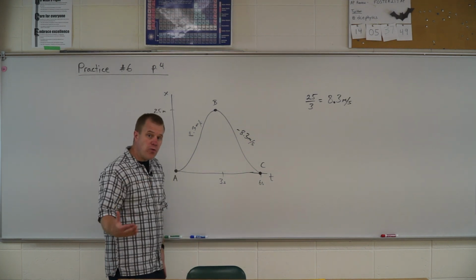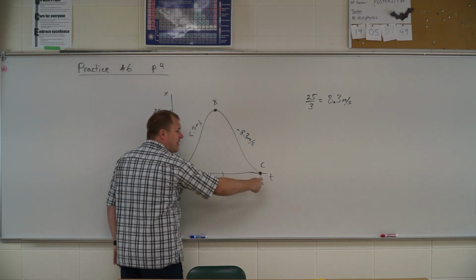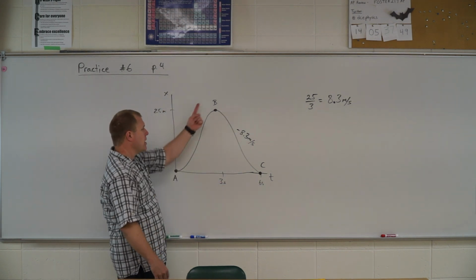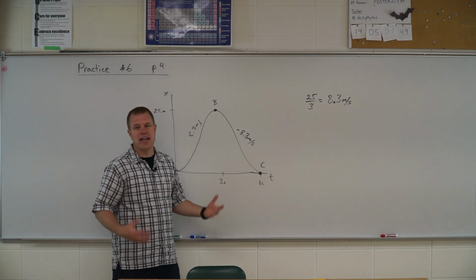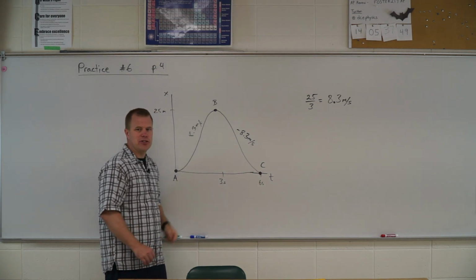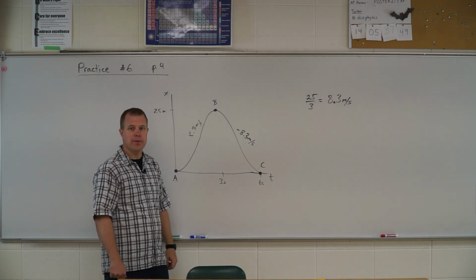And then the overall average speed was still 8.3 because you went a total of 25 and 25, so you went 50 meters in 6 seconds, so you get an 8.3 there, whereas the average velocity was 0 for the total trip. There you go.